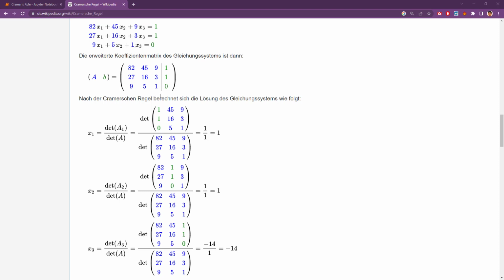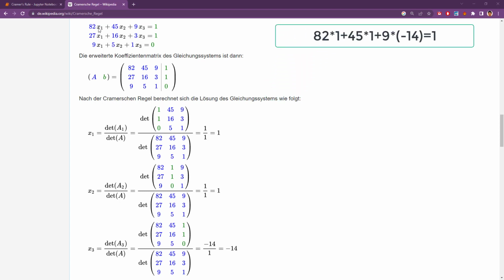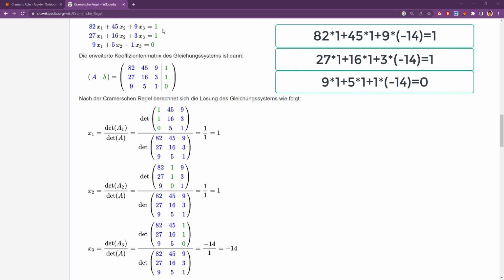And additionally, you draw a line like this and you write 1, 1, 0. Further, you continue calculating the determinant of a1 divided by a, and this would be equal for x1 for this one here. So in this case it's found to be 1, and if you sum all this, 82 times 1 plus 45 times 1 as well plus 9 times minus 14, it will be equal to 1.